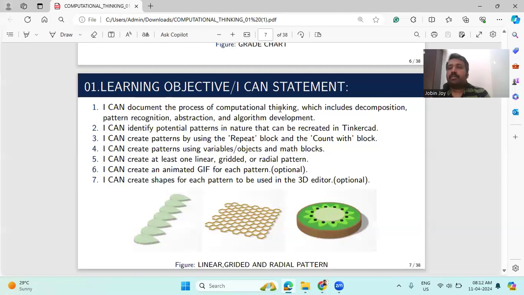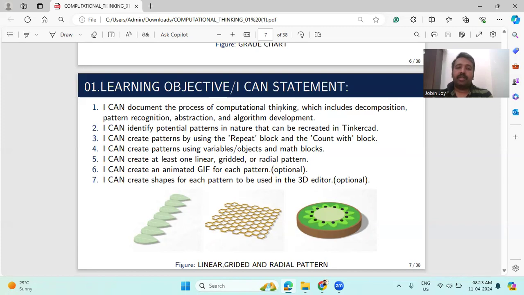Then the second one is nature observation. Observe your nature, and you have to identify the different patterns. You can observe buildings, you can observe trees, you can observe anything, and you have to identify potential patterns. And finally, you have to recreate those patterns in the Tinkercad application. That is the second learning objective.